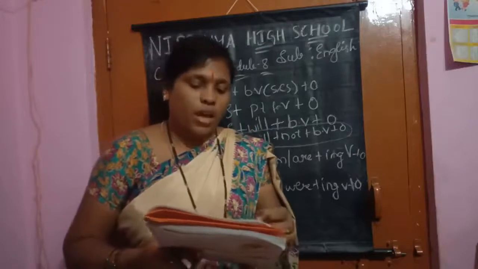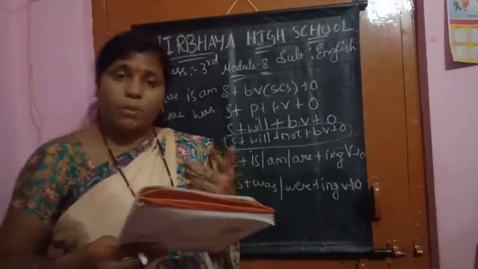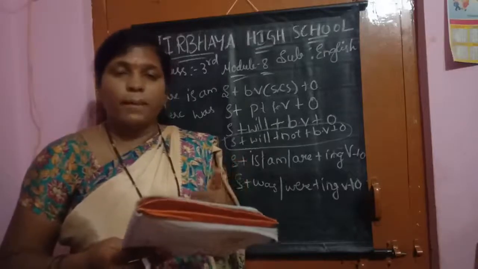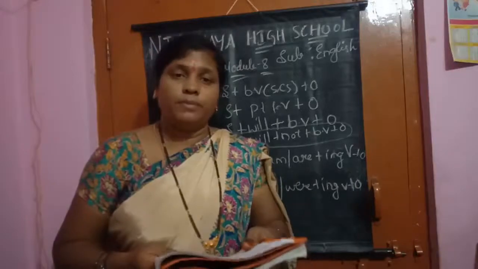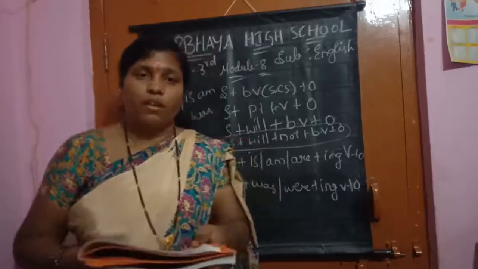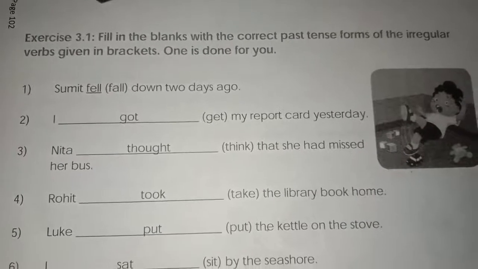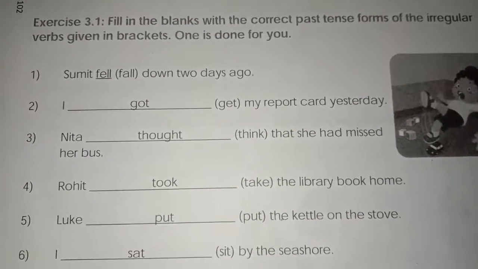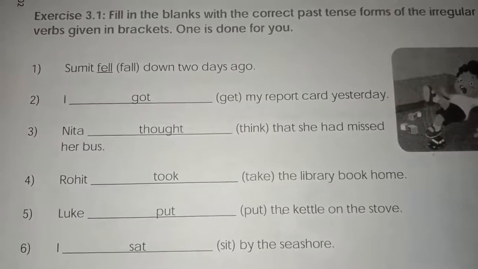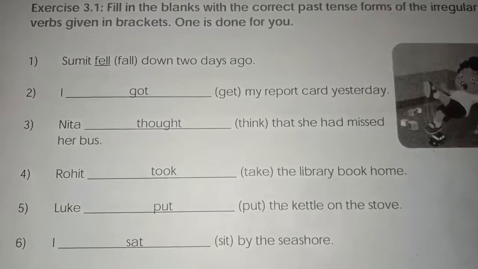Understood, children? And now we are going to complete exercise 3.1. I have said it already. Now we will complete the remaining exercises. Everyone open your workbooks and be ready. Okay, children? Point 1. Fill in the blanks with the correct past tense form of the irregular verbs given in the brackets. Sumit fell down 2 days ago. I dash get my report card yesterday. I got my report card yesterday.